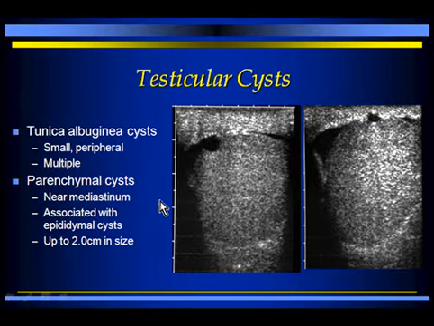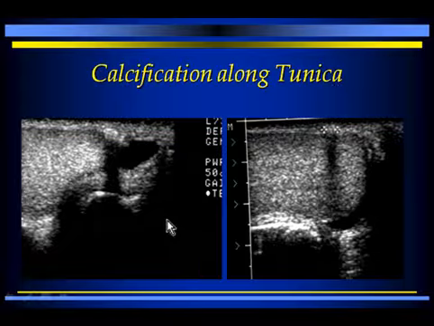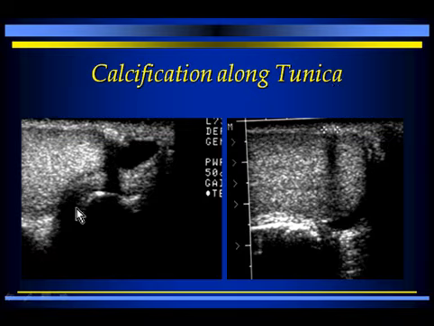Parenchymal cysts are also possible within the testis. They can be near the mediastinum testis. They're often associated with epididymal cysts, and they can be up to 2 centimeters in size. In addition to cysts, one can see calcifications along the tunica. If it moves around, you would call it a scrotal pearl. If it doesn't, it may just be a calcification of the tunica related to previous inflammation. In any event, if the patient's not symptomatic, it's a leave-me-alone lesion. Important to see it and recognize it as a benign post-inflammatory process.